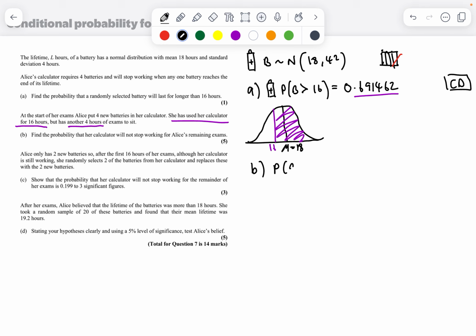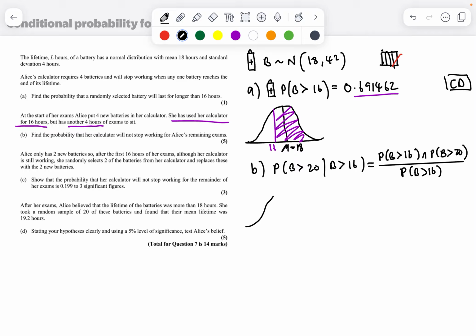So that means the battery life has to be more than 20, and we've been told that it is already longer than 16. So as it is conditional probability, I need the probability that it's more than 16 and the probability that it's more than 20. That's our intersection. And that is over the probability of the information I'm given, which is the battery life is already over 16.